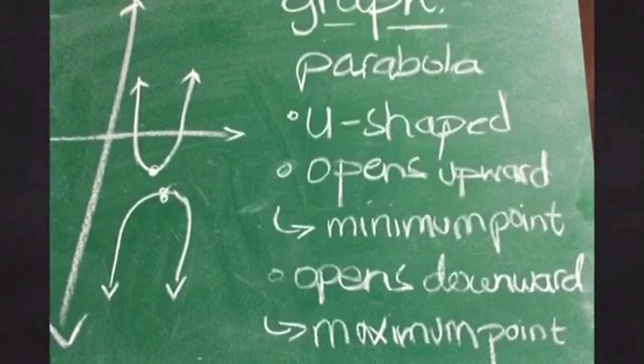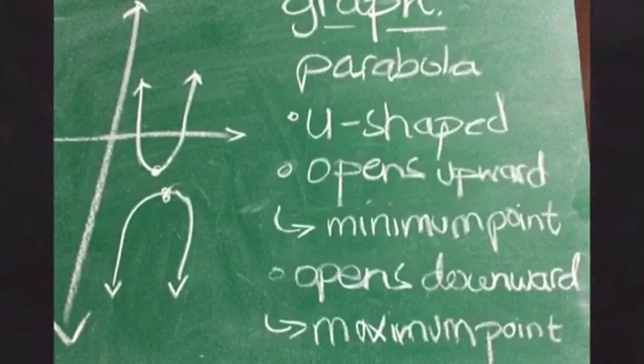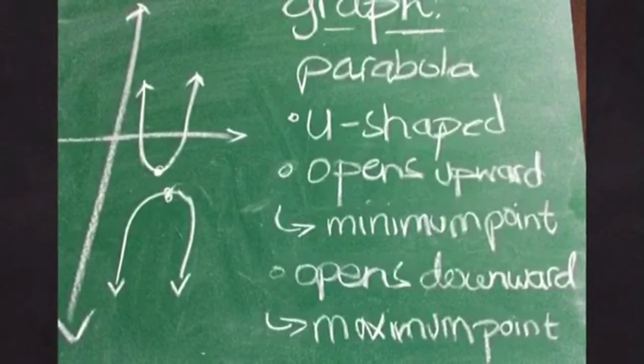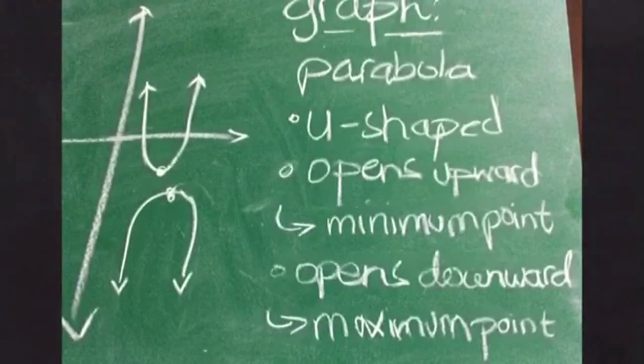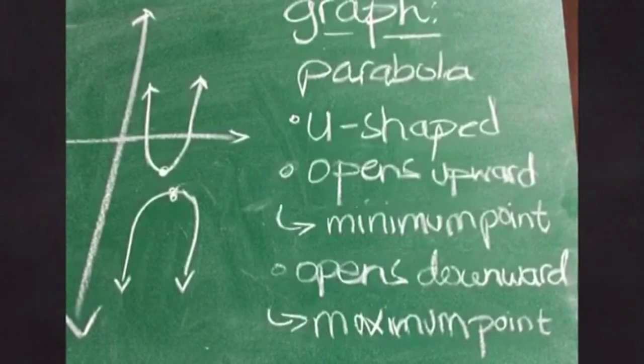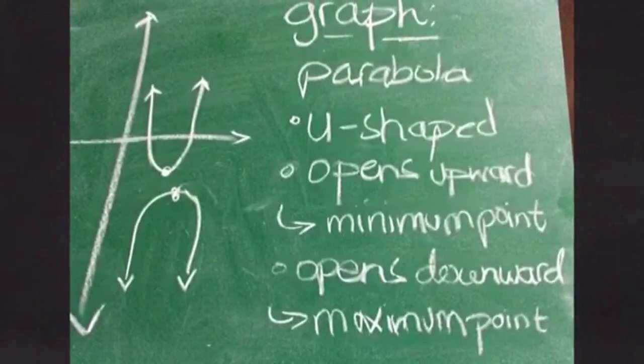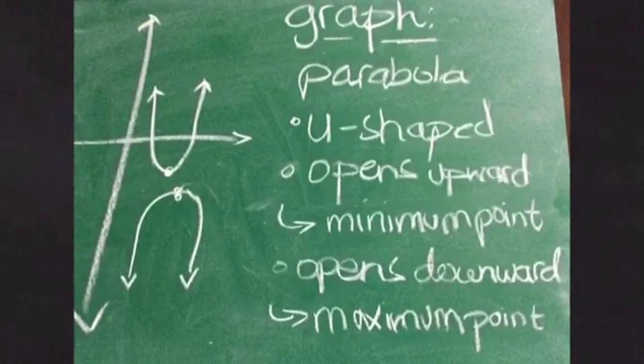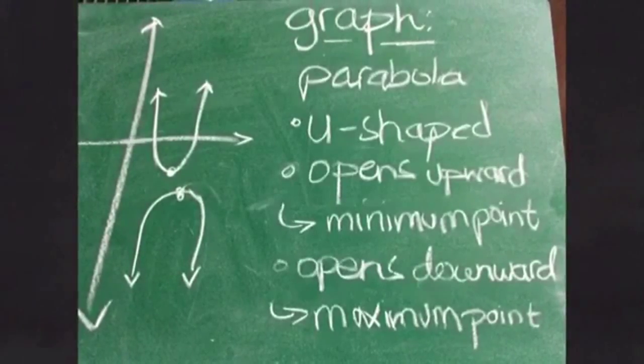A quadratic function's graph is a U-shaped figure called a parabola. If it opens upward, it has a minimum point. If it opens downward, it has a maximum point. A minimum or maximum point is a turning point in a parabola.